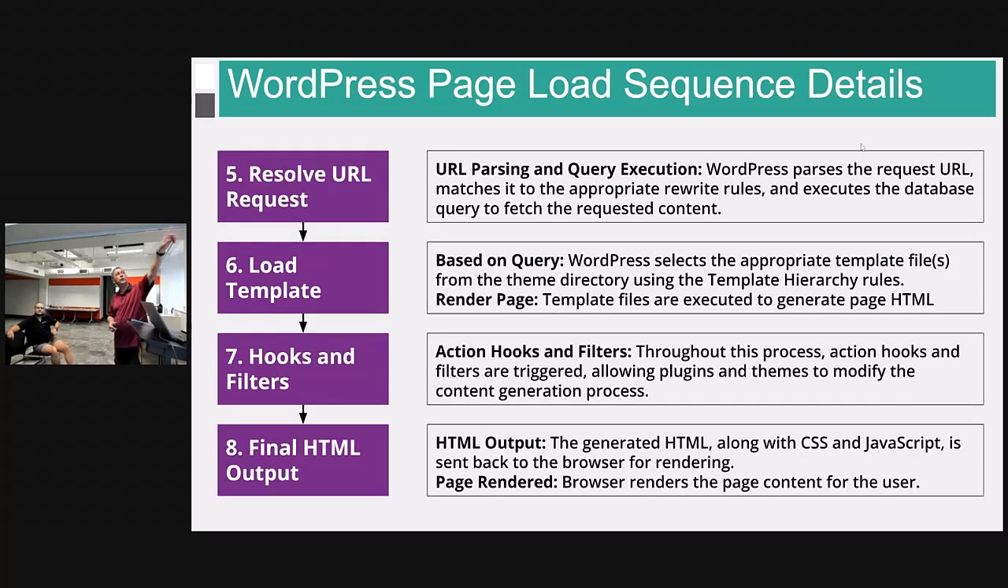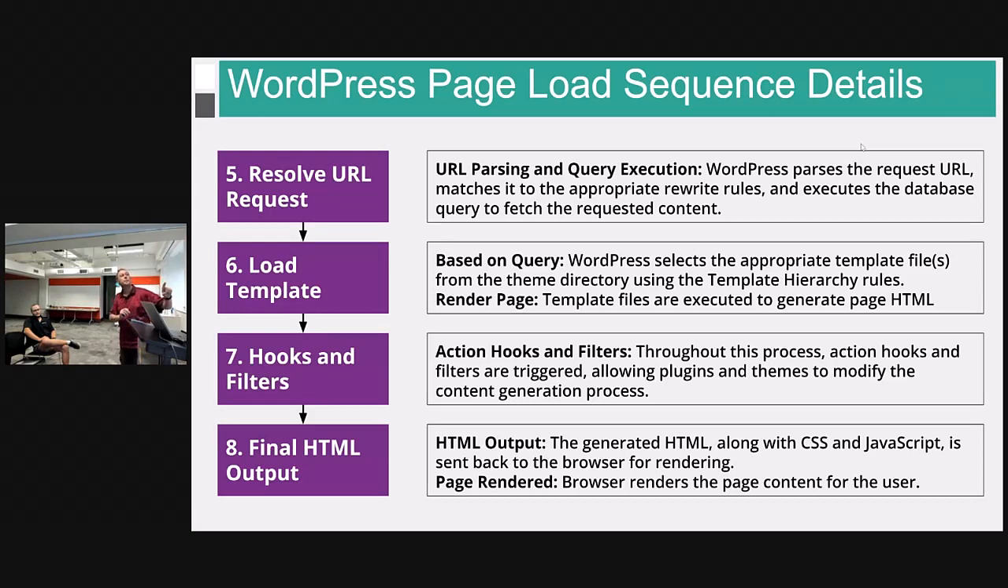It then has a closer look at the URL. So you've done the core part, but you might be on /about or /services, or it might be an archive, a tag or category. So WordPress needs to know what type of template files to load in. So it parses the URL and sees exactly what it's meant to be loading in. And then based on the query, it then goes and selects appropriate template files from the template hierarchy, which we'll look at in a second, so that it can render the proper page out to the browser.